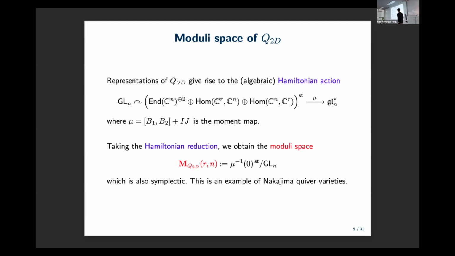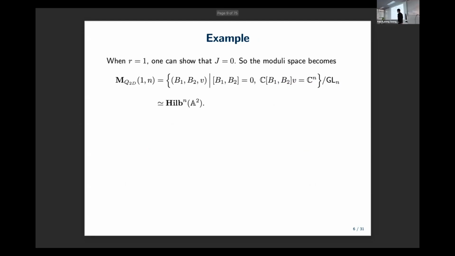And this is just a small fraction of examples of Nakajima quiver varieties. The rank 1 case becomes an even more familiar object. In the rank 1 case, one can show with some effort that J is always 0 if you are given the stability and the ADHM equation. So now we can ignore the J, and by small v, I mean the image of the I map.